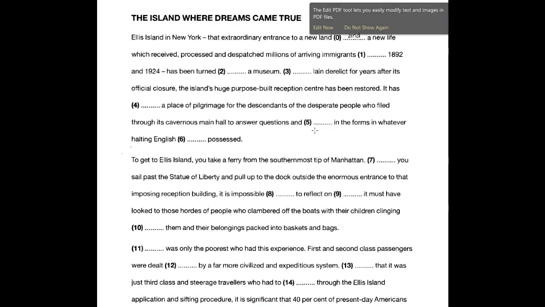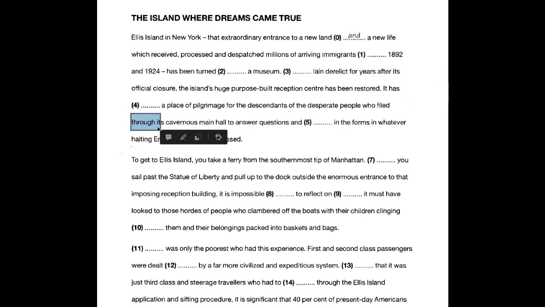So what do you do with a form? Well, you can fill in a form. So we need "filled in the forms." Now make sure, if you get the verb fill, make sure you put it in past tense. Why? Because it's for the desperate people who filed through blah blah blah and filled in blah, blah, blah.